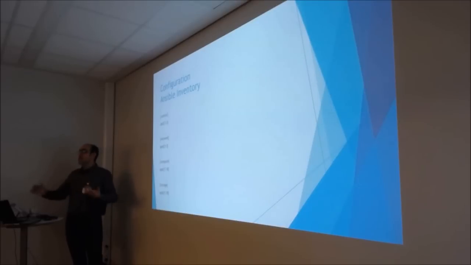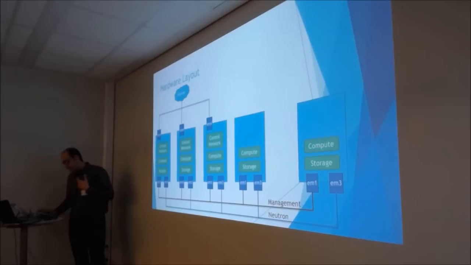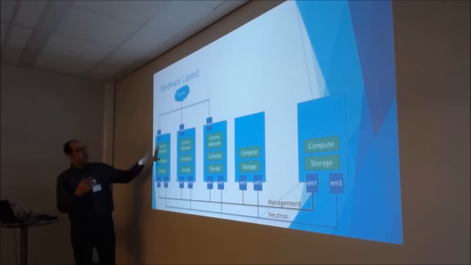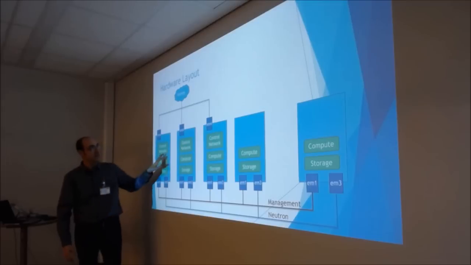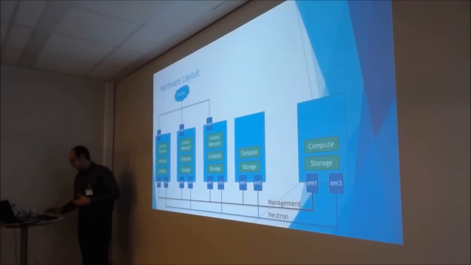So what about configuring it? Now we're back to this. We said that we want to have it this way: we want to have control and network part here and the compute here. So how are we going to tell that to the deployment tool?